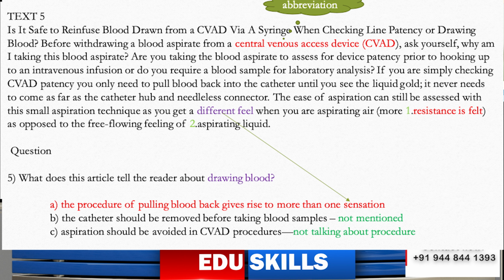What do they mean by more than one sensation? Sensation is what we will feel. We feel these different sensations, right? When you are aspirating air, there is resistance. If there is a block, it won't come out. That is one sensation. Next, if it is free flow, of course the liquid gold, that clear fluid, will come out. So that is the second one. So that is what we are feeling, right? There are two sensations that we can feel.